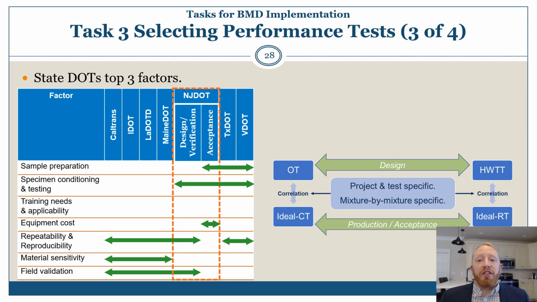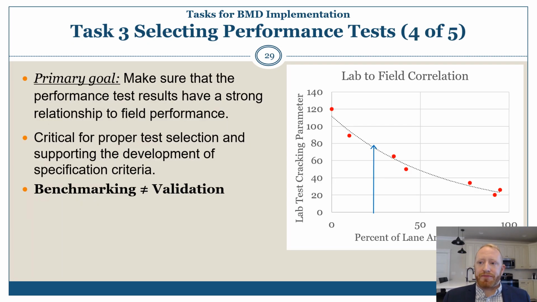So this is a figure example from Texas that really believes in the overlay test for cracking and the Hamburg wheel tracker. Now, both of those tests take time. The IDEAL-CT and the IDEAL-RT are tests that are a bit more rapid. So what they're thinking about is establishing a correlation by mix between the tests, and then in production and acceptance, running the IDEAL-CT and IDEAL-RT to diagnose if issues are out there. So the thinking about the test may change depending on how you're going to use it.